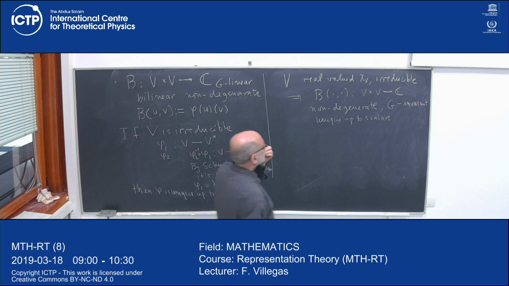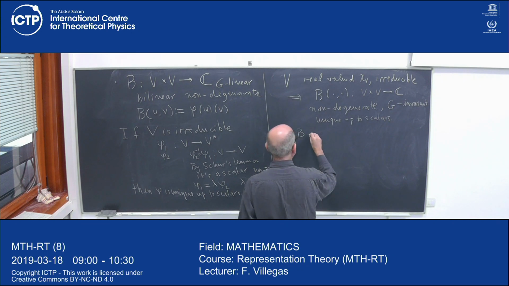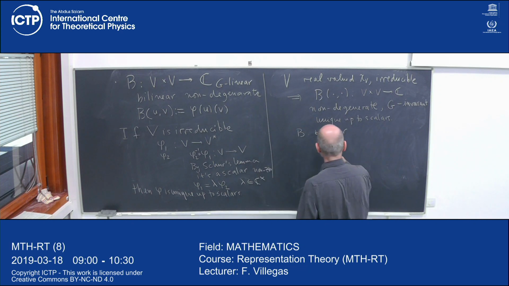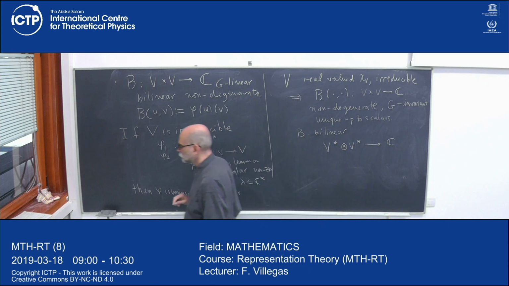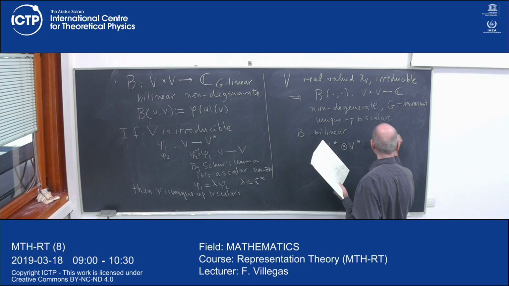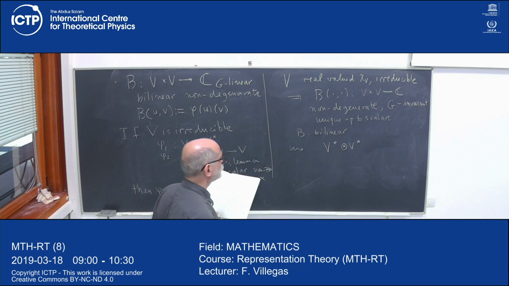Now, a bilinear form is the same as giving a linear map from V dual tensor V dual to C. Let me say it's the same. So this gives an element in V dual tensor V dual.